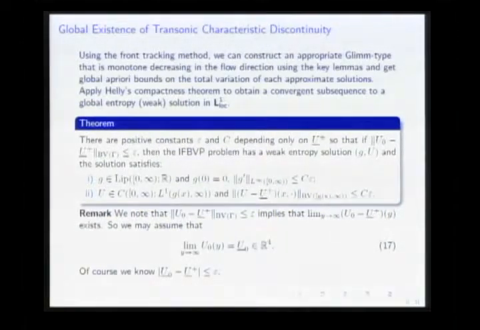Okay, so in summary, what do we accomplish? Using the wavefront tracking method, we construct an appropriate Glimm functional that is monotonically decreasing in the flow direction using the key Riemann problems we solve, and we get a global a priori bound on the total variation of each approximate solution. Applying a Helly compactness type theorem, we obtain a convergent subsequence to a global entropy solution in L1. So the theorem we prove is that if the perturbation from the background state is sufficiently small, then the initial free boundary value problem has a weak entropy solution that satisfies the following conditions.